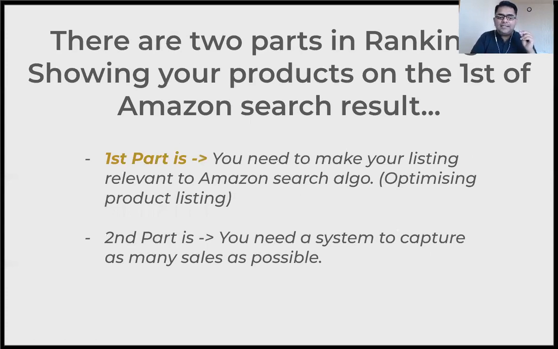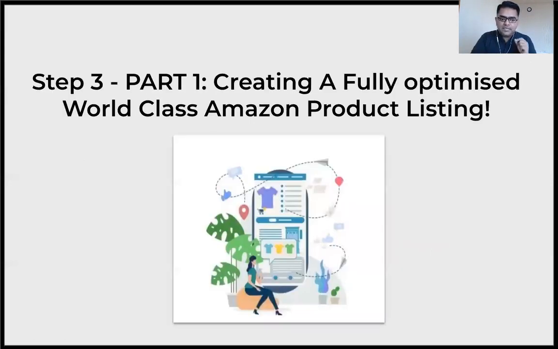There are two parts in ranking and showing your product on the first page of Amazon search results. Part number 1, you need to make your listing relevant to the Amazon search algorithm, that is optimizing your product listing. Part number 2 is you need a system to capture as many sales as possible. Now let's look into part number 1. Step 3, part number 1, creating a fully optimized world-class Amazon product listing. That is what we are going to see now.